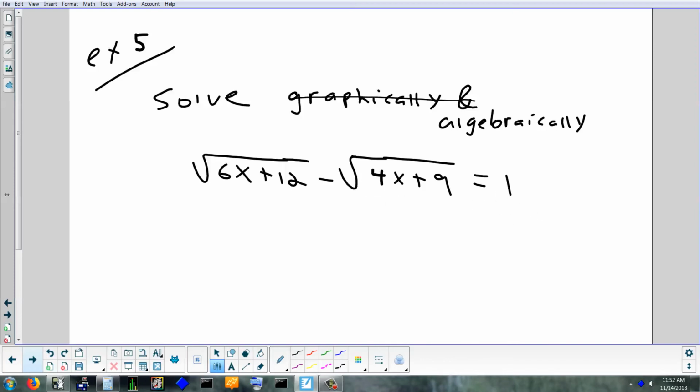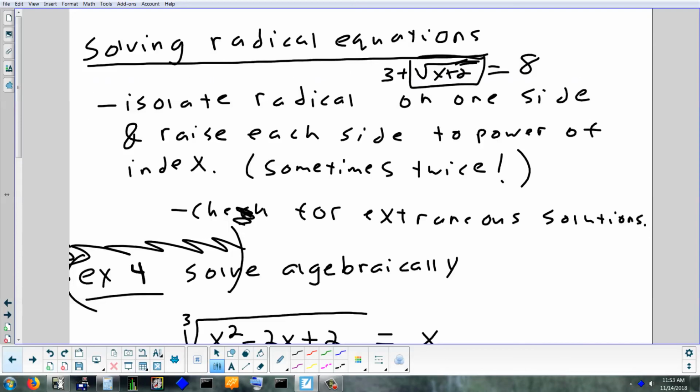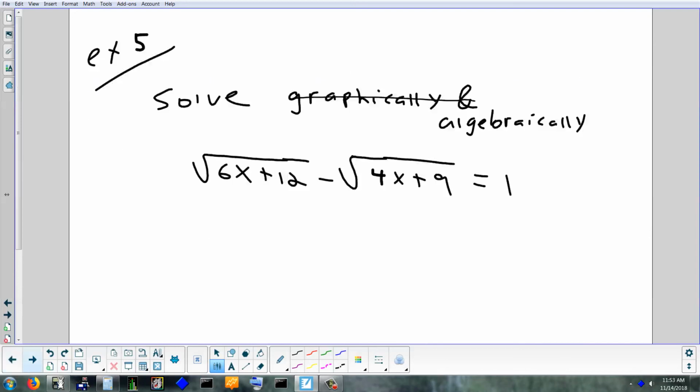How many roots are in this problem? Yep, 2. So what that means is we're going to have to use powers twice. One of them will get rid of the first root, then do it again to get rid of the second root. Now, directions say isolate a radical. Do we have a radical by itself on one side? No. You have 2 radicals on the same side. So I'm going to just take one of them and move it to the other side using addition. That's going to leave this by itself on the left. So I get that.